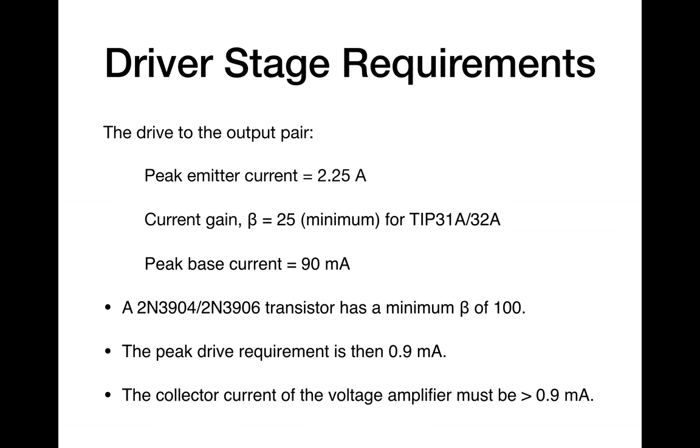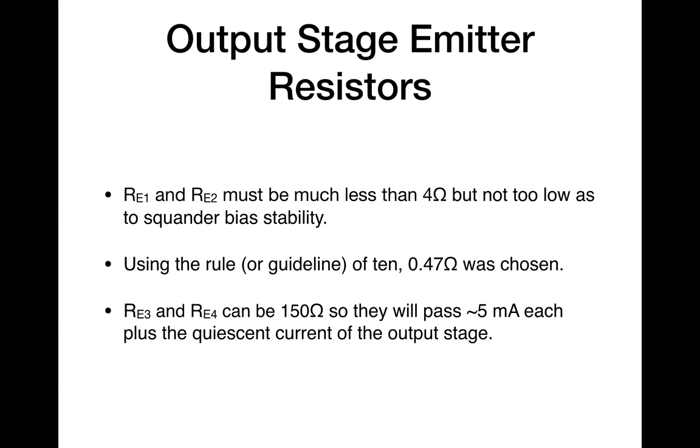So the peak current drive to drive them would therefore be 0.9 milliamps. So the collector current of the stage preceding that, the voltage amplifier, must be much greater than 0.9 milliamps. In this case, you'll find 3 to 5 milliamps will suffice. We'll get there in a moment.